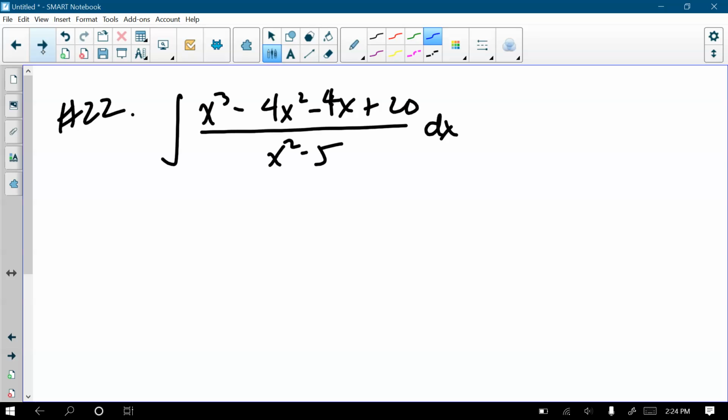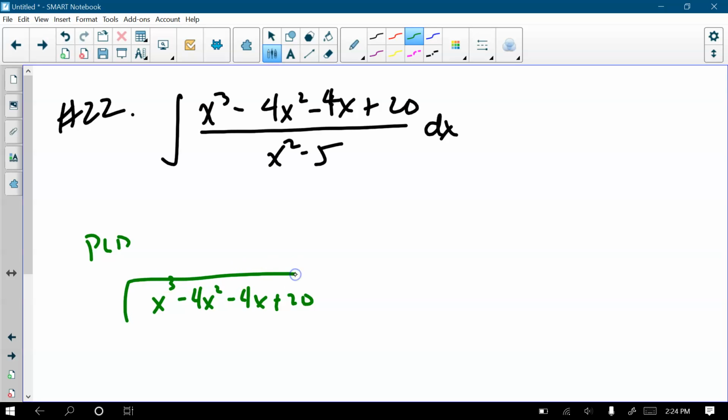It's a rational function. I need polynomial long division. I cannot use synthetic division, so I'm going to do some side work here. Polynomial long division: I need to do x cubed minus 4x squared minus 4x plus 20 divided by x squared minus 5. I take these two terms, in case you forgot, and I do their ratio, and I see what I get.